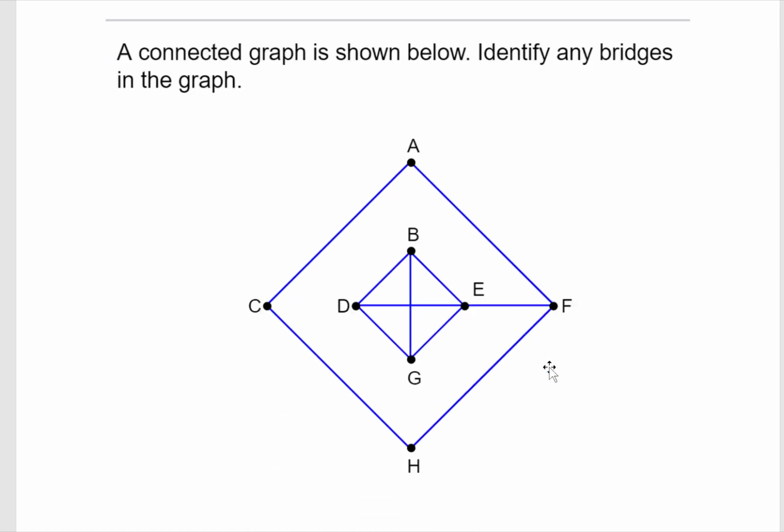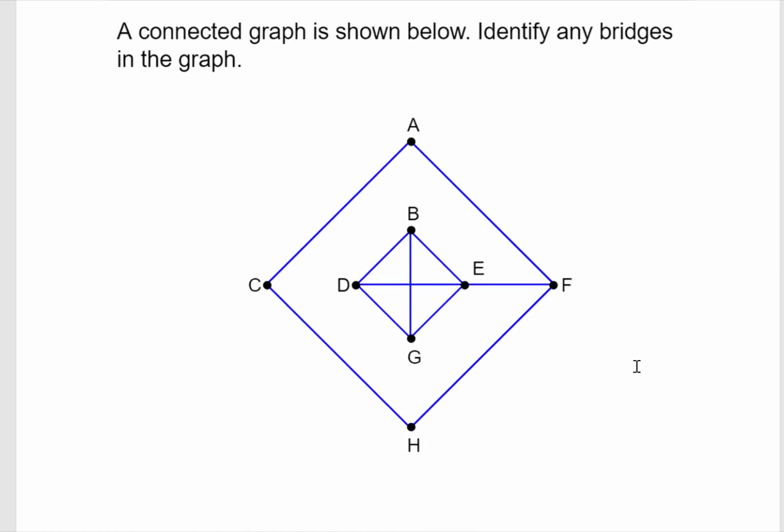A connected graph is shown below. Again, that means between any pair of vertices there is a path. Identify any bridges. And a bridge, remember, is an edge. If I remove it, it creates a disconnected graph. And if I notice right away, right here, EF, I see as a bridge. If I take that edge out, I'll create a disconnected graph. So the edge of EF would be the bridge that would create a disconnected graph.